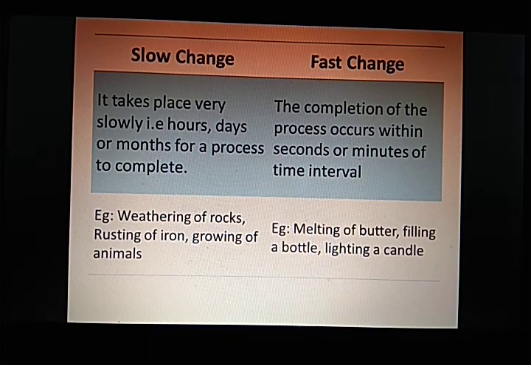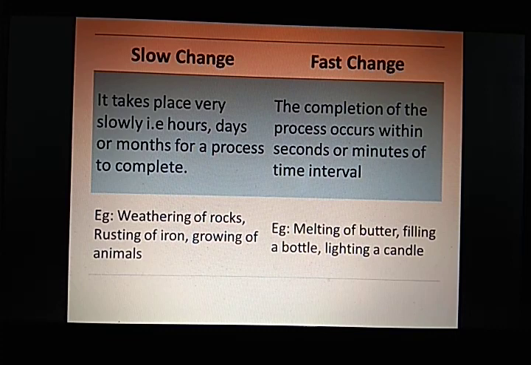Within just a minute or second, the rocks are being broken down? No. So weathering of rock is a pretty slow change. It takes years for a rock to break down into soil, into smaller rocks, from big rocks to smaller rocks. Rusting of iron. Just within few minutes the iron will rust? No. The reaction involved in rusting of iron is a pretty slow reaction. It takes a lot of time to rust iron.